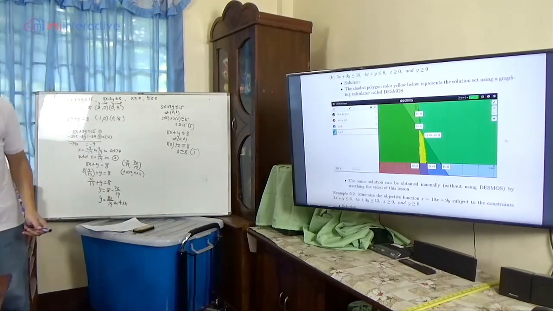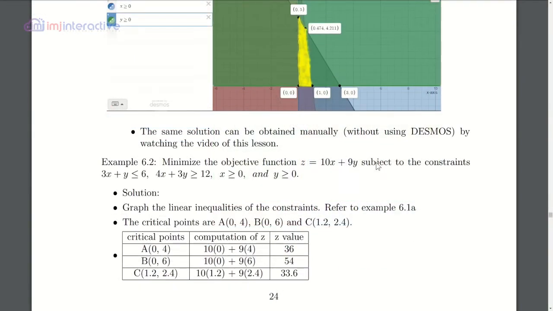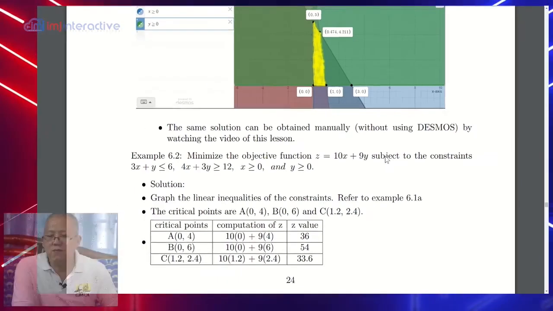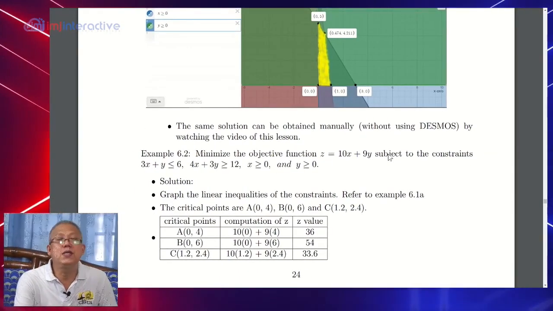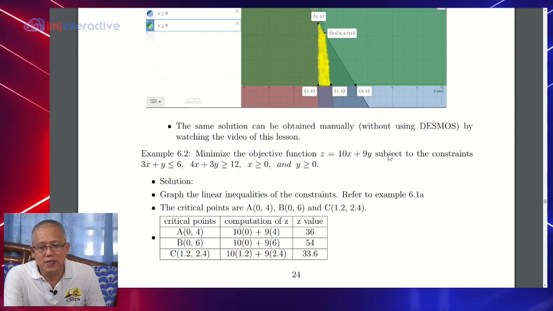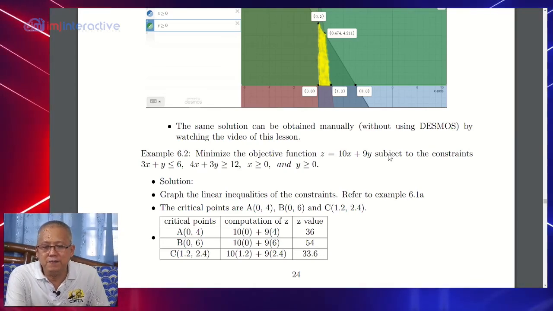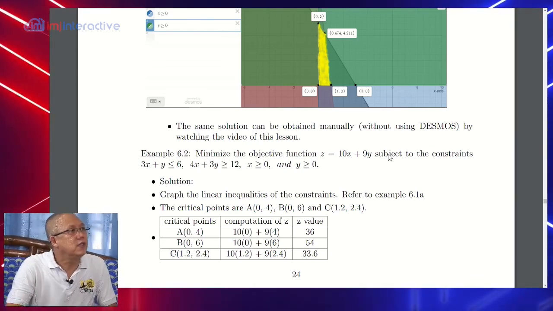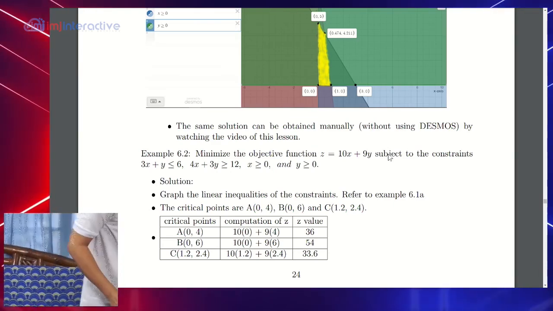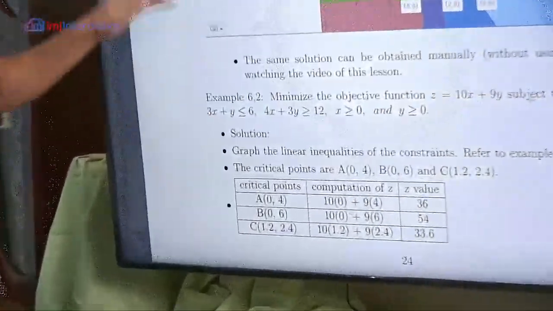So that's the first step, step number 1 when you are asked to do linear programming, graphical methods. Now, example 6.3, you are now given the objective function. In example 6.2, you are asked to minimize the objective function, given as z is 10x plus 9y. The constraints here are actually the inequalities that we have for the first example.